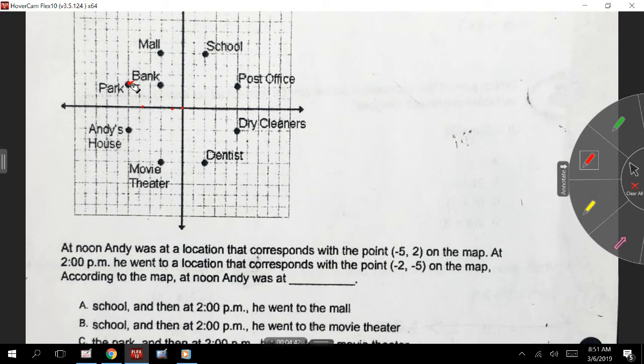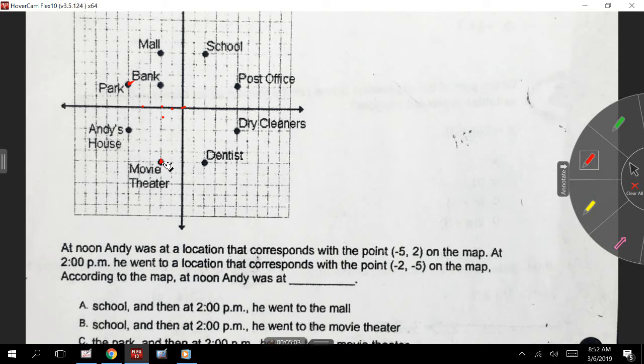And then it says at 2, he went to the location that corresponds with negative 2, 5. So how am I going to find negative 2, 5? Dylan? Go to the left 2 spaces. Negative 2, back 2, 1, 2. And then down 5 spaces. Negative 5, down 5, 1, 2, 3, 4, 5. Okay?